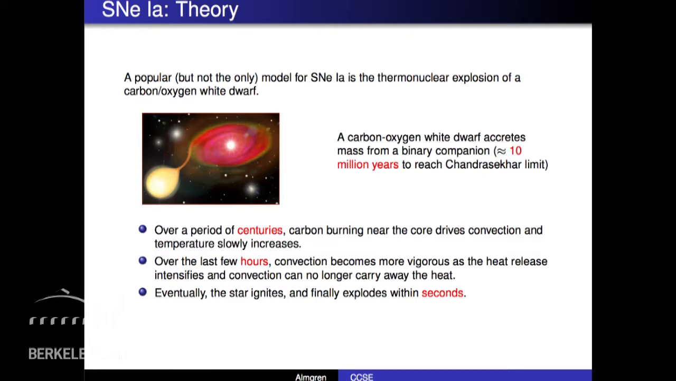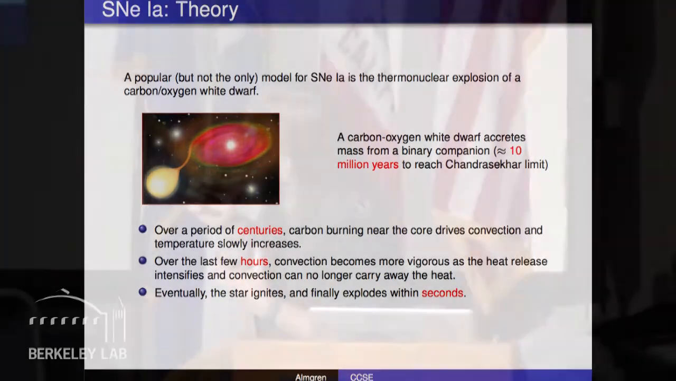a carbon-oxygen white dwarf. And the picture of this is that the carbon-oxygen white dwarf is accreting mass from a binary companion. And so you have this binary system. This white dwarf is under the Chandrasekhar mass, which is the critical limit. It very, very slowly accretes mass from the red giant companion. That's on the order of 10 million years. So if you want to do a simulation, you've got to know what your time scales are. We're not going to simulate 10 million years.